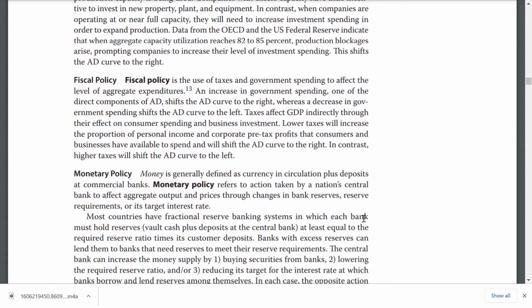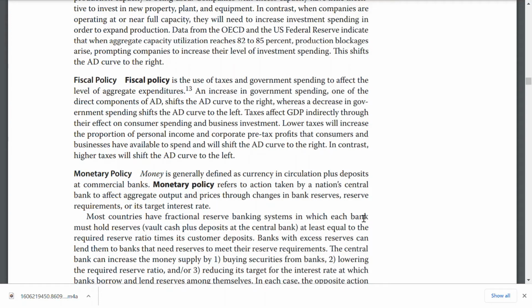Fiscal policy. Fiscal policy is the use of taxes and government spending to affect the level of aggregate expenditures. An increase in government spending, one of the direct components of AD, shifts the AD curve to the right, whereas a decrease in government spending shifts the AD curve to the left. Taxes affect GDP indirectly through their effect on consumer spending and business investment. Lower taxes will increase the proportion of personal income and corporate pre-tax profits that consumers and businesses have available to spend and will shift the AD curve to the right. In contrast, higher taxes will shift the AD curve to the left.